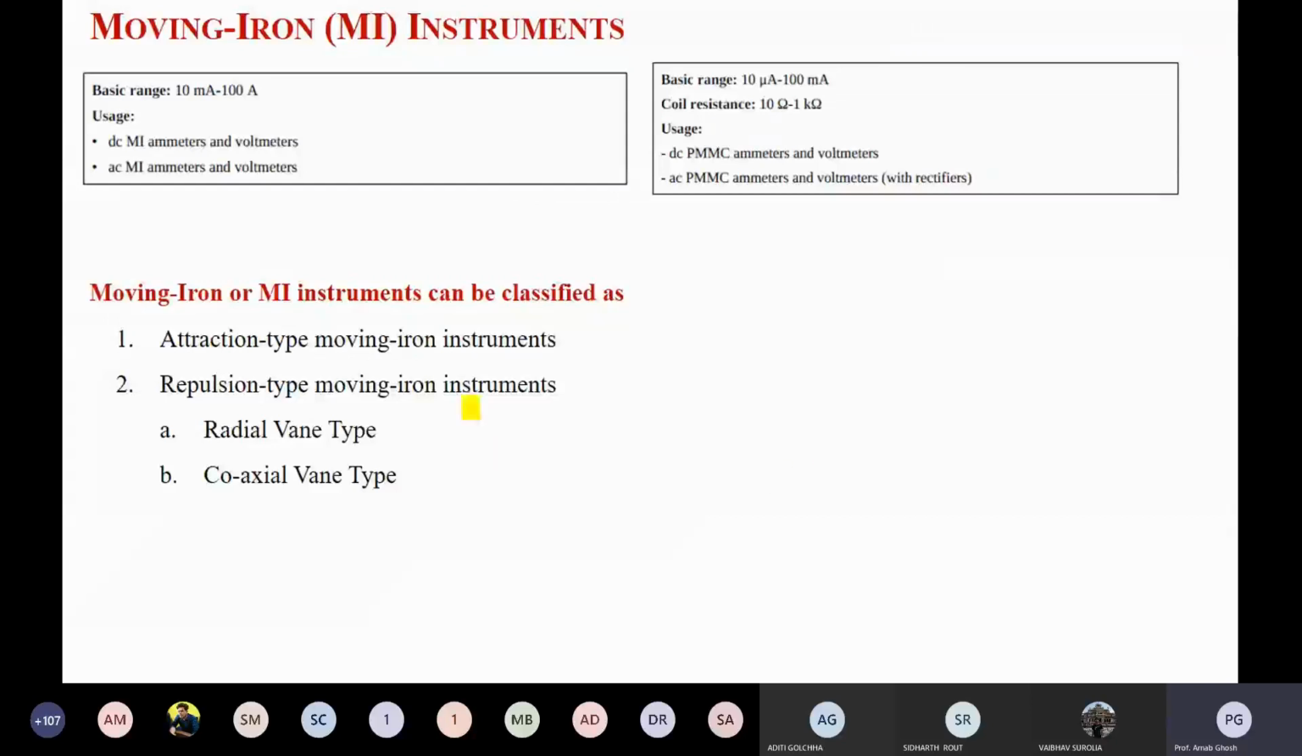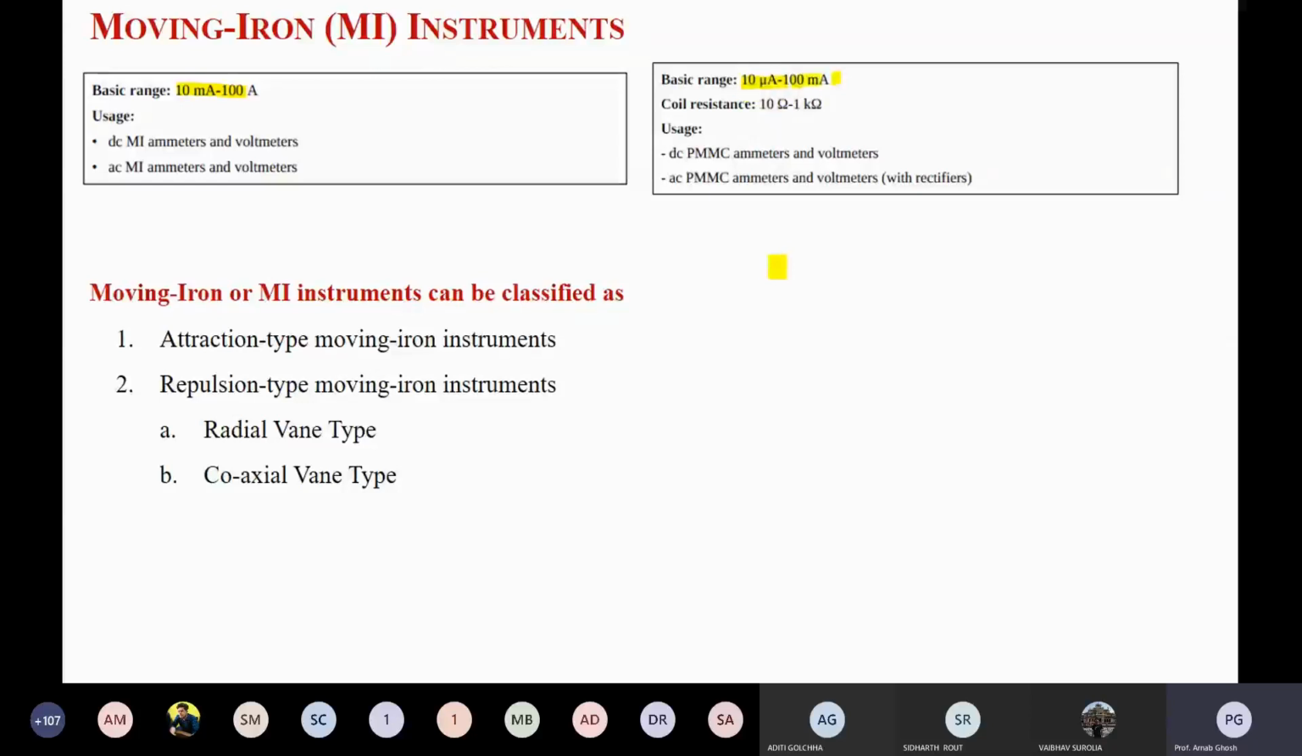Sometimes, if you compare the ranges, in the first case you can see the basic range is there. How much range is there? 100 milliampere to 100 ampere. Then another range, for the PMMC instrument, the range was 10 microampere to 100 milliampere. You can observe over there.